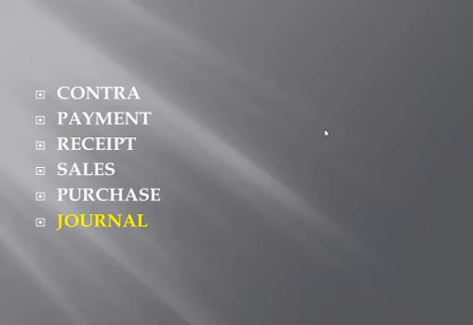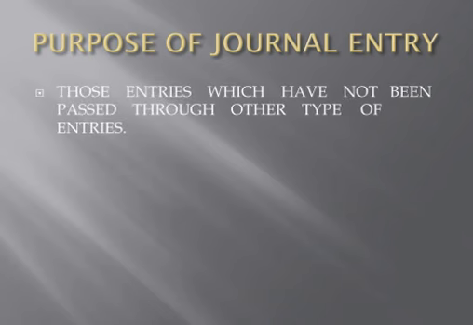Now, contra, payment, receipt, sales, purchase, these can also be made from journal entries, but we can't make these from journal entries. So what can we make from journal entries? The purpose of journal entries is those entries which have not been passed through other types of entries. Means those entries which cannot be passed by contra entries or payment entries or receipt entries or sales entries or purchase entries, those entries we pass from journal entry.